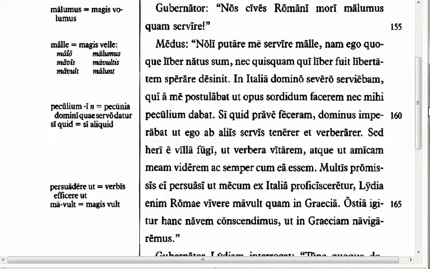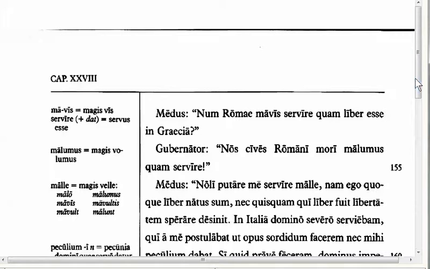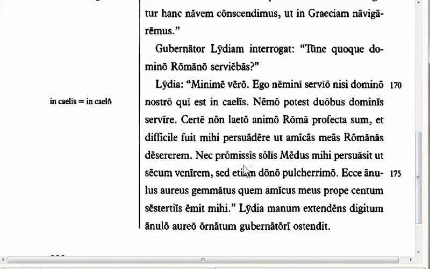The next new feature, we've already seen this, but there are a couple of things to point out, and it's in line 174. So go back to 174 where we had "nec promissis solis medus mihi persuasit ut secum venirem." So the form of venirem, by now you should be getting pretty good at these. Venirem, from venire, to come. It's an imperfect subjunctive, venirem, first person singular. And why do we have an imperfect subjunctive? It's in an ut clause. It's imperfect because persuasit is past tense. He persuaded me to do this.